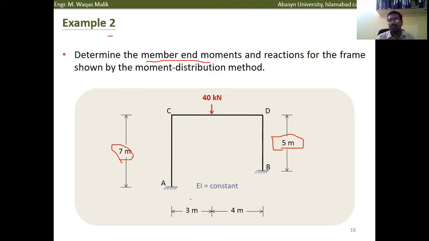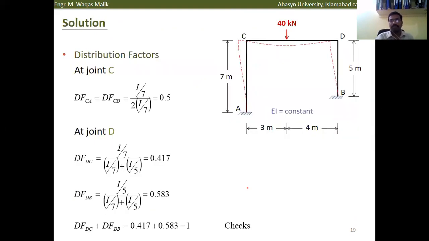And the horizontal length for the member is given as again 7 meter, while a load of 40 kilonewton is applied at a distance of 3 meter from joint C, and the value of EI is taken as constant for all members of the frame. So for this, first of all, we are going to find out the distribution factors.